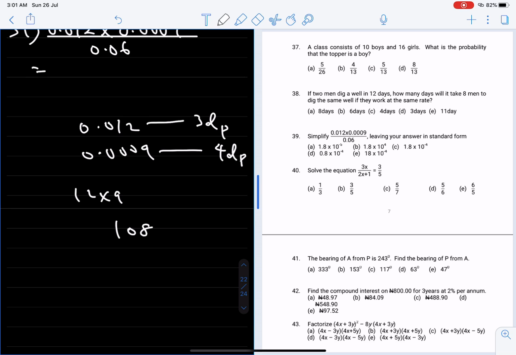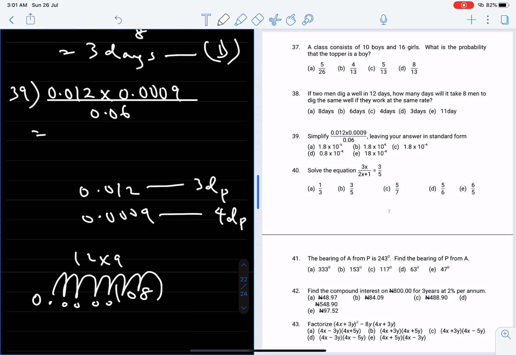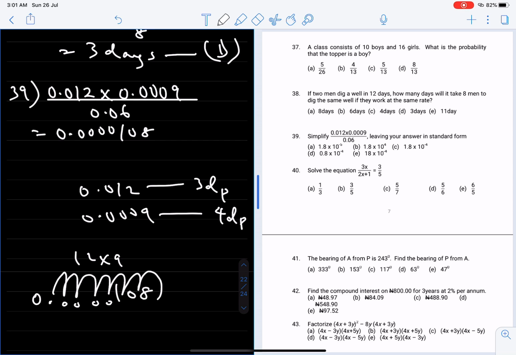We can now add the number of decimal places. 3 plus 4 is 7 decimal places: 1, 2, 3, 4, 5, 6, 7. Then the point is here. We put a 0 behind it and fill this with zeros. That's a smart way to do it. So the numerator is 0.0000108.